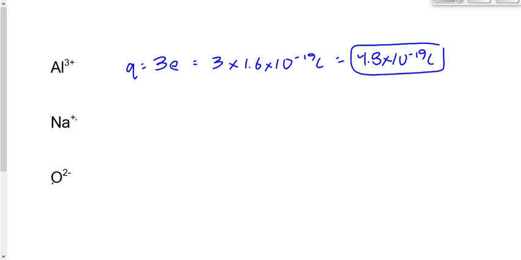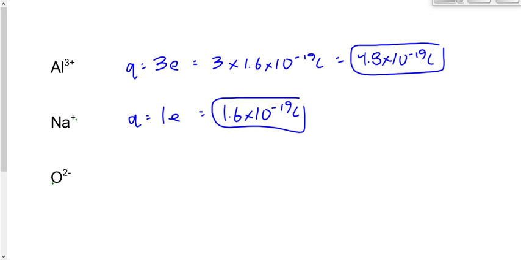For sodium plus, we'd say the charge is 1 times the elementary charge, or just 1.6 times 10 to the minus 19 coulombs. For oxygen 2 minus, we would say it's negative 2e, negative 2 times the elementary charge, or negative 3.2 times 10 to the minus 19 coulombs.